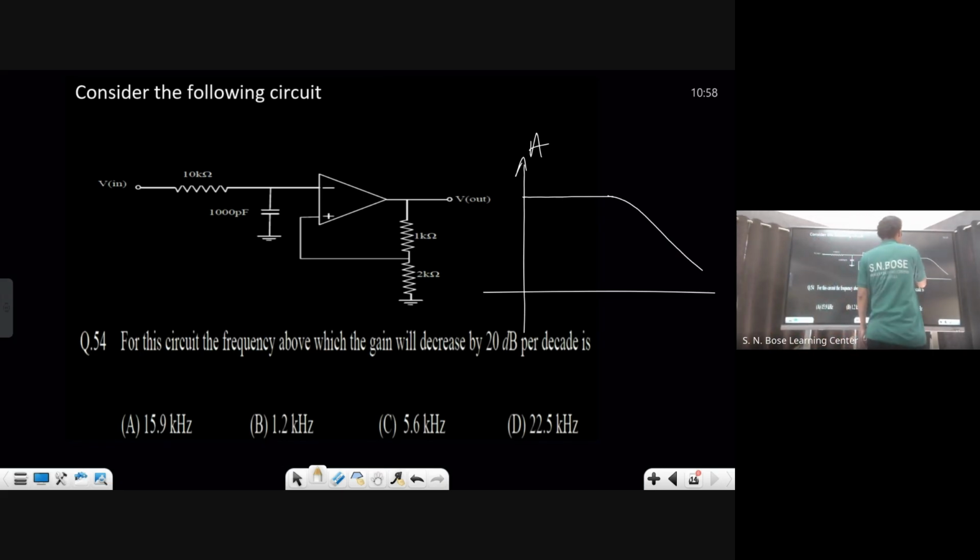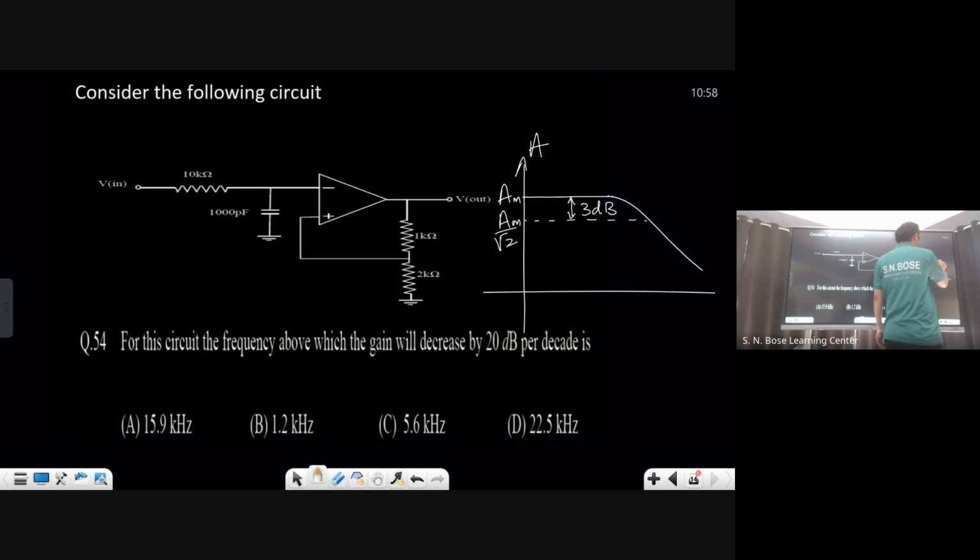So, I'll write A maximum. Maximum gain, actually maximum gain by root 2. AM by root 2. From here to here, how many decibels decrease? Any idea? 3 decibel. Okay.